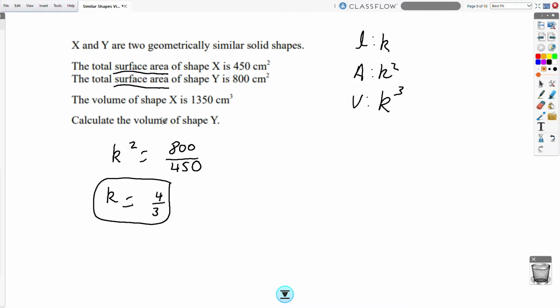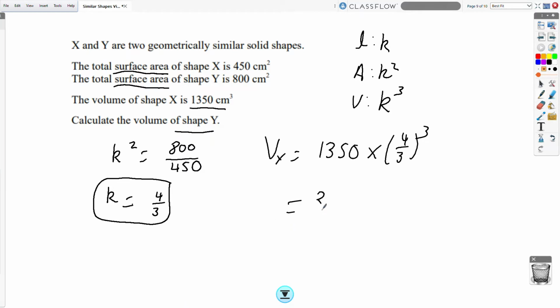Now, it tells me the volume of the smaller shape is 1350, we need to work out the volume of the larger shape. So the volume of Y is 1350 times by our scale factor cubed. So do 1350 times 4 divided by 3 cubed, which will give us a value of 3,200. And then once again, the units here are centimeters cubed.